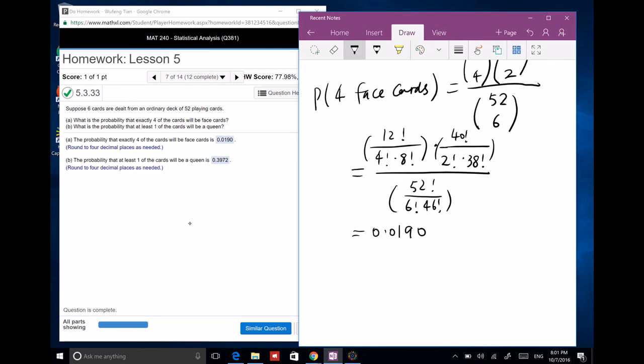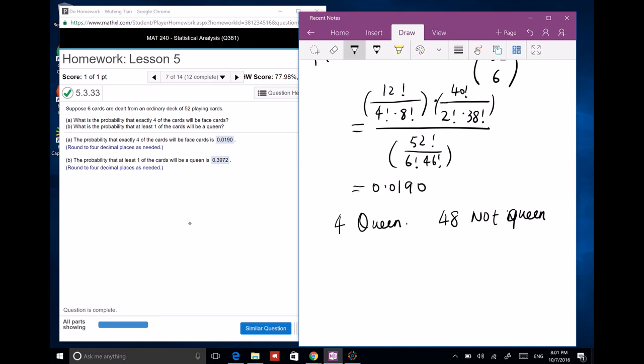Then, the probability that at least one of the cards will be a queen. So how many queens do we have? We have 4 queen cards, and the rest, 48, are non-queen. It says at least one of the cards will be a queen, so we can use the at least one rule: it equals 1 minus 0 queen. At least one queen means 1 queen, 2 queen, 3 queen, 4 queen, okay? The complement set is 0 queen.